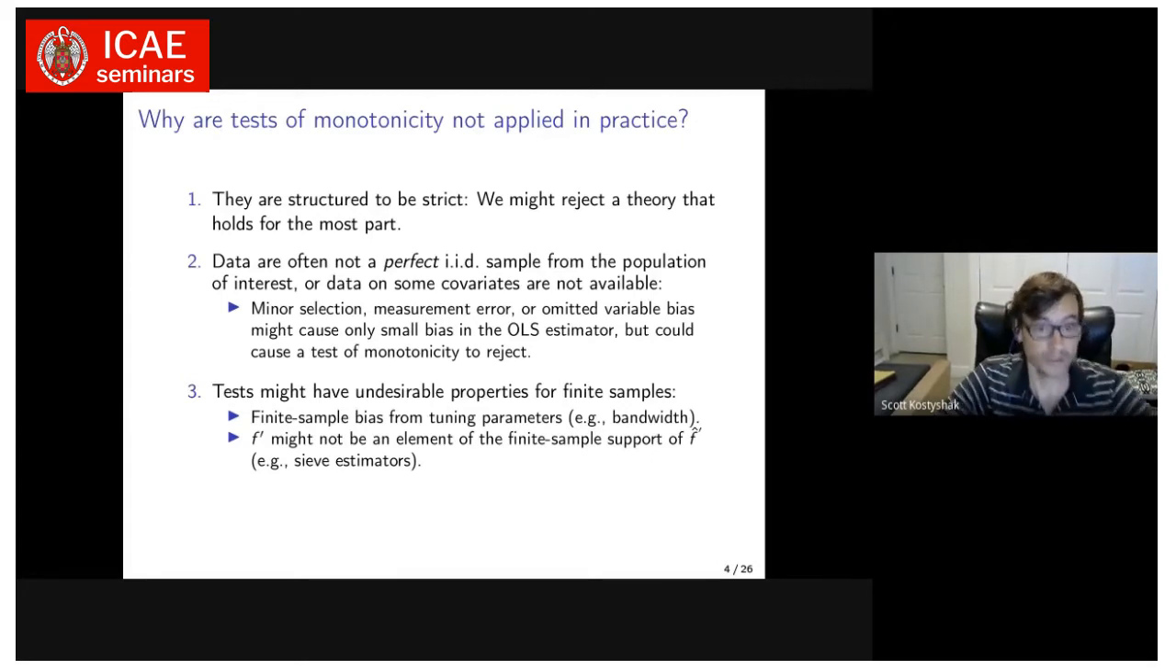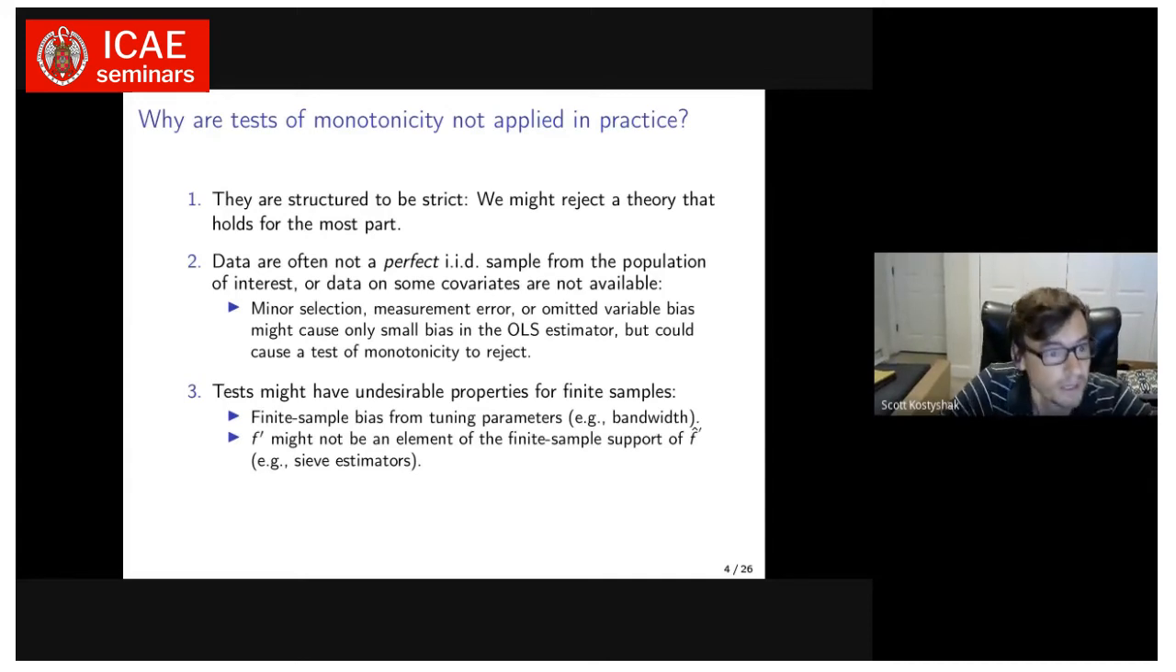So why are tests of monotonicity not used? They do their job too well. They can reject a function from being monotone if there's even a small dip or a small non-monotonicity somewhere. If that's detected, and there's reasonable power, the test of monotonicity will reject, because that's what it's structured to do. And that's not what a researcher wants most of the time.